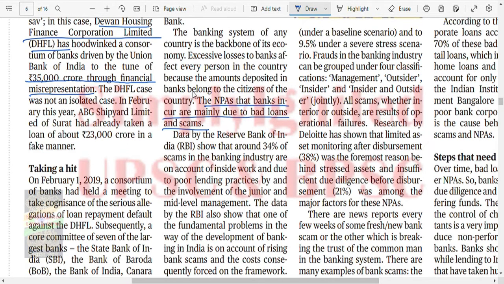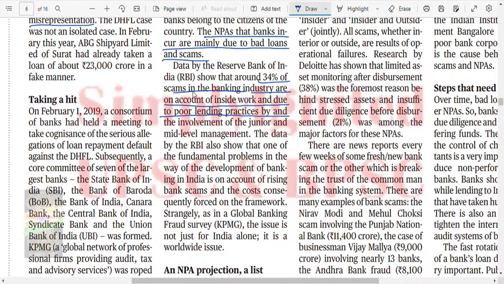Data by the Reserve Bank shows that around 34% of scams in the banking industry are on account of inside work, due to poor lending practices and involvement of junior and mid-level management. So two things are there: poor practices and involvement of junior or mid-level management.